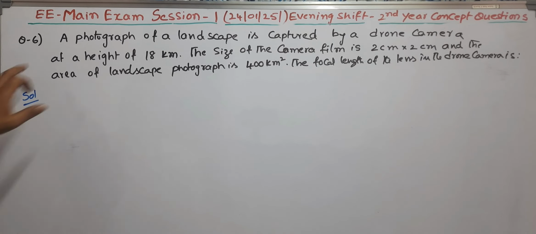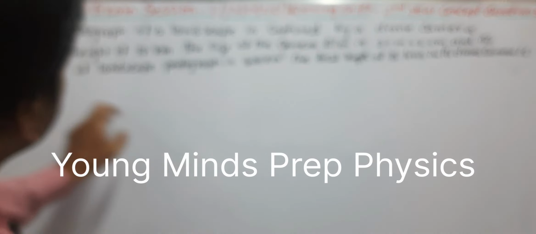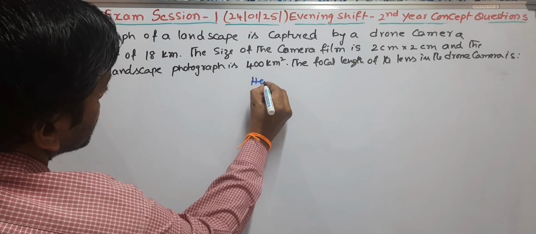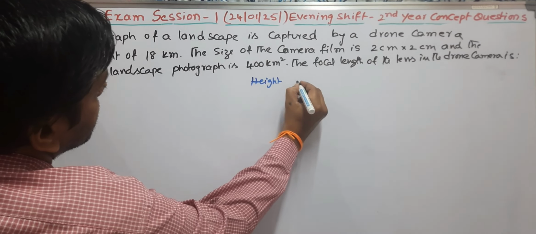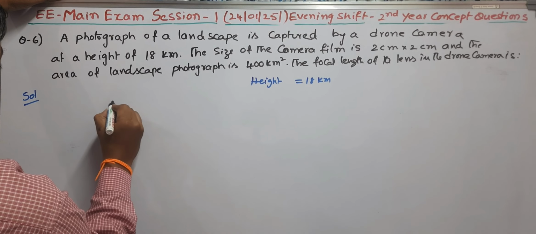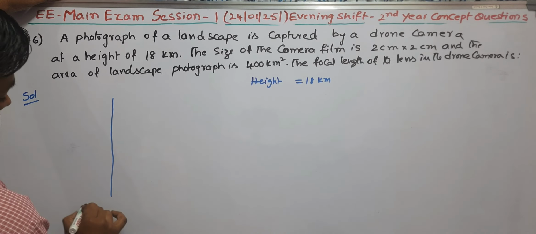Okay, the sixth question. A photograph of a landscape is captured by a drone camera of height h. Here h is 18 km. That means the height of the drone camera is 18 km. Suppose this is a drone camera; it is at some height h above the ground.